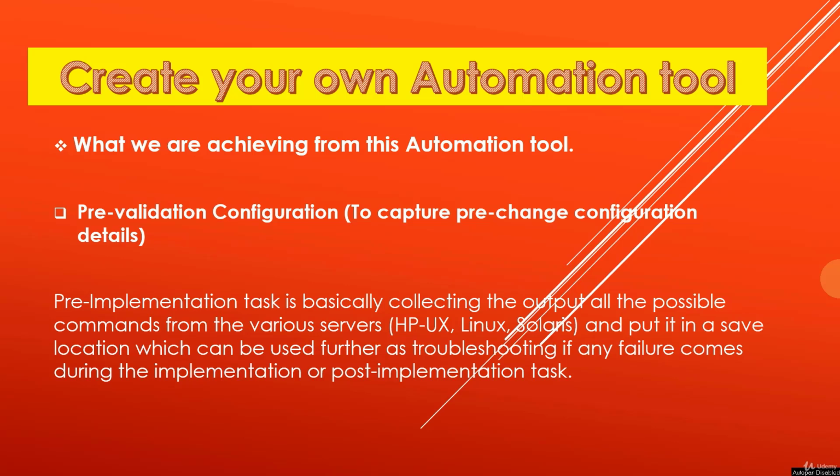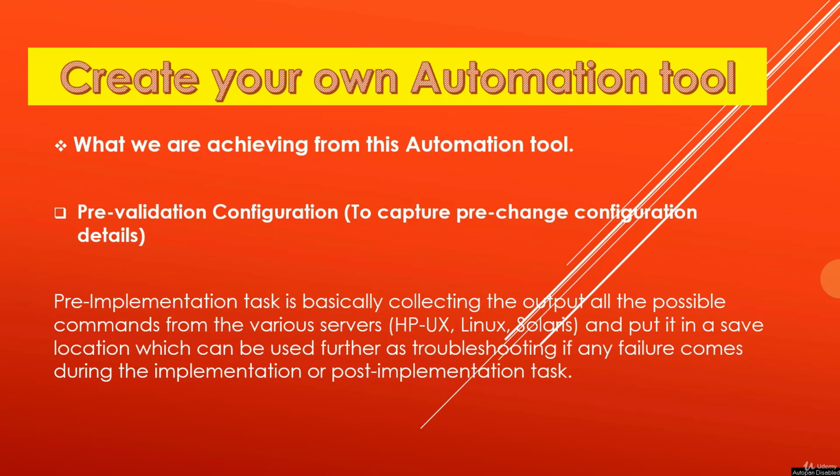And this is a manual task. And why are we doing it? Because if something goes wrong, at least we should have the information about the servers. With this automation tool, what we have to do is simply give the server's name. Suppose I have to do the patching on 10 servers. The pre-configuration work would be running those commands on the servers. But with this automation tool, you have to just simply give the server's name.